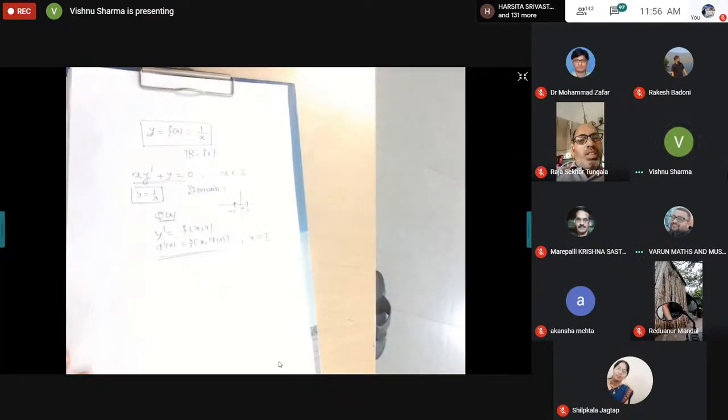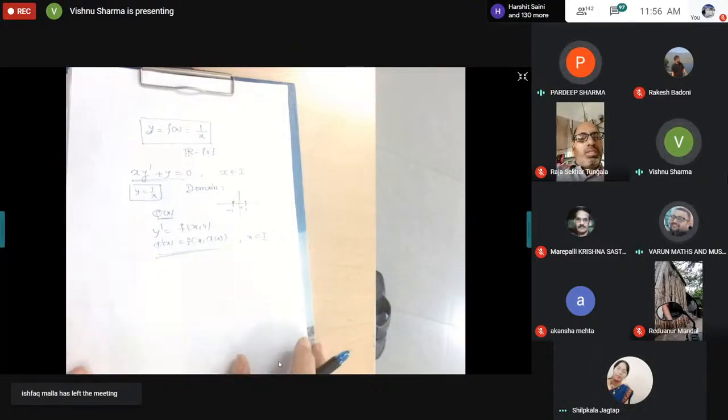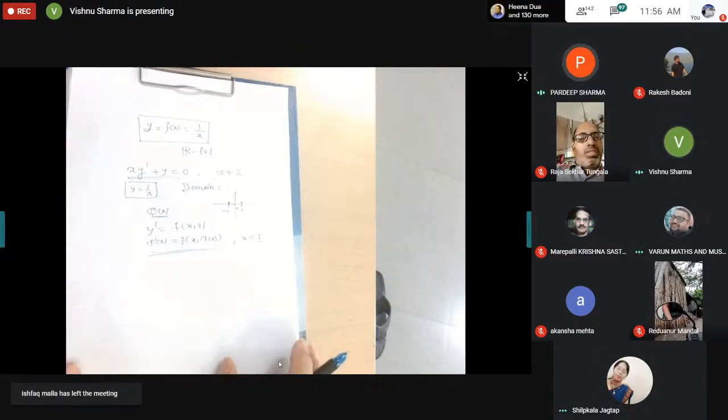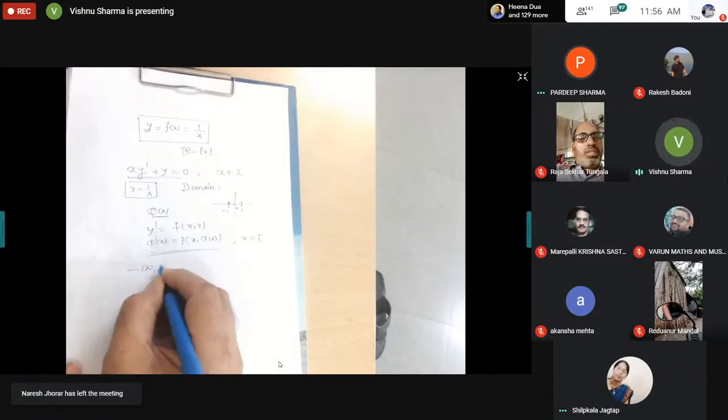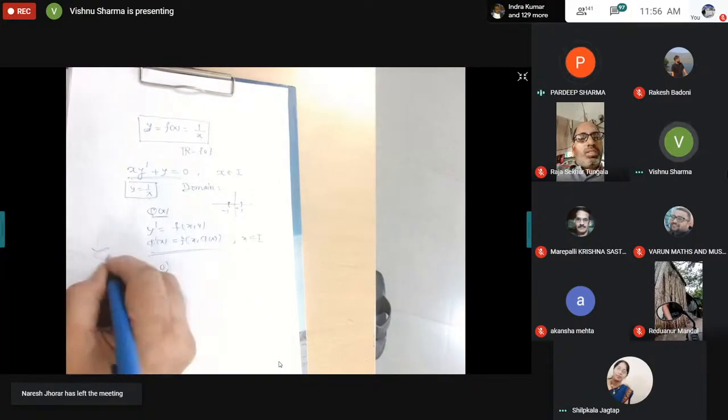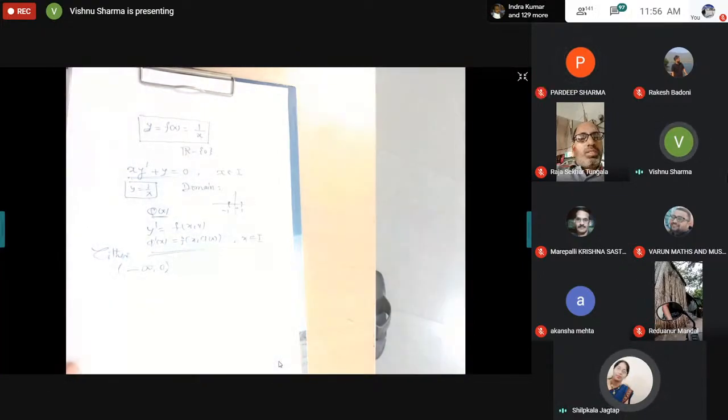Sir, minus infinity to something, and then we will exclude 0 from the domain: minus infinity to 0. Yes, this is correct. So the largest interval could be either this, union 0 to infinity. No, that's not an interval. What is the definition of an interval? This is a union, it's not an interval.